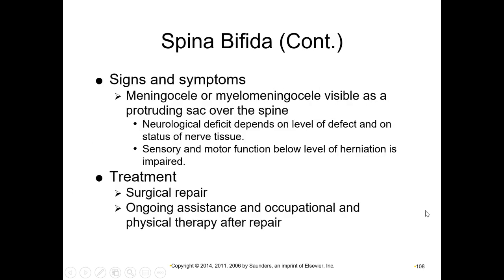Signs and symptoms: the meningocele or the myelomeningocele are visible as a sac over the spine. The neurological deficit is going to depend on the level of the defect and the status of the nerve tissue. Sensory and motor function below the level of the herniation is most likely impaired. Treatment will be surgical repair. We will have to fix the nerve endings, stabilize the spine, and close the defect. And then occupational and physical therapy after the repair for any hopeful functioning below the level of the defect.